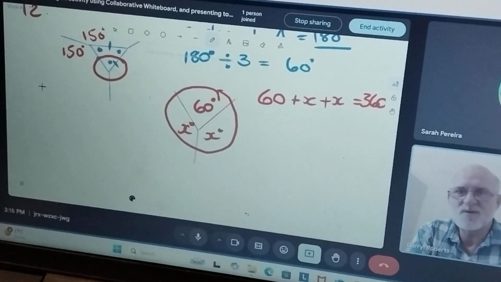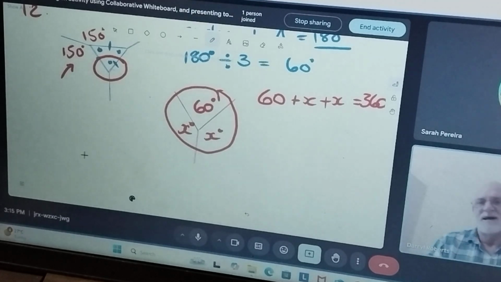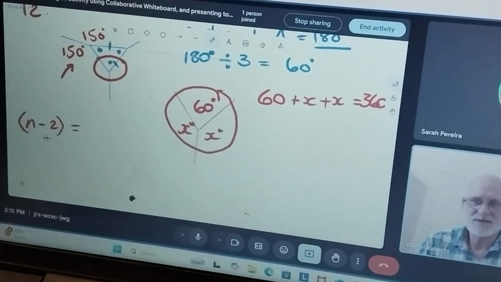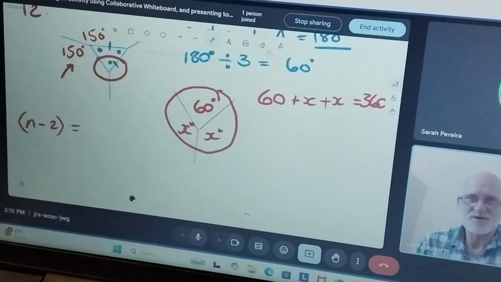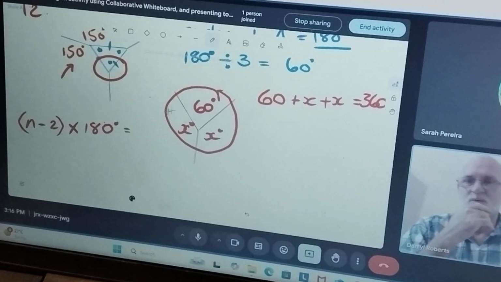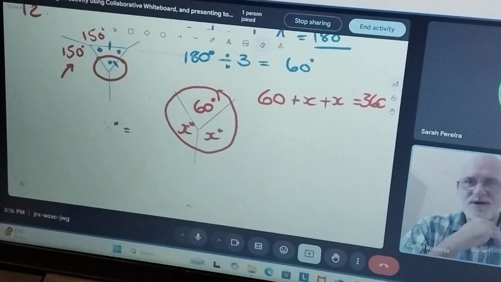So now what I know is I know the interior angle is 150. I can use the n minus 2 times 180 equals the total, I could use this one, but I don't know what the total is, so it's not going to really help me. So what I'm going to do is I'm going to go back to the exterior angles, because I know the exterior angles is going to give me a much easier way of solving this.